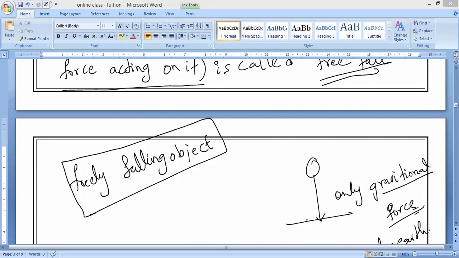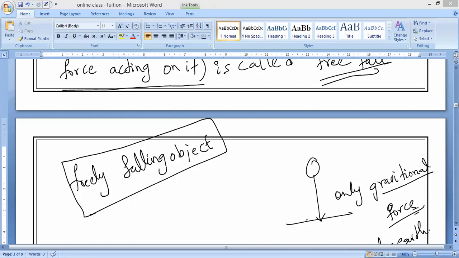Any object which is falling towards the earth on its own, we can say that object is under free fall motion. That is called a freely falling object. What is it called? Freely falling object. Understood? Free fall motion.